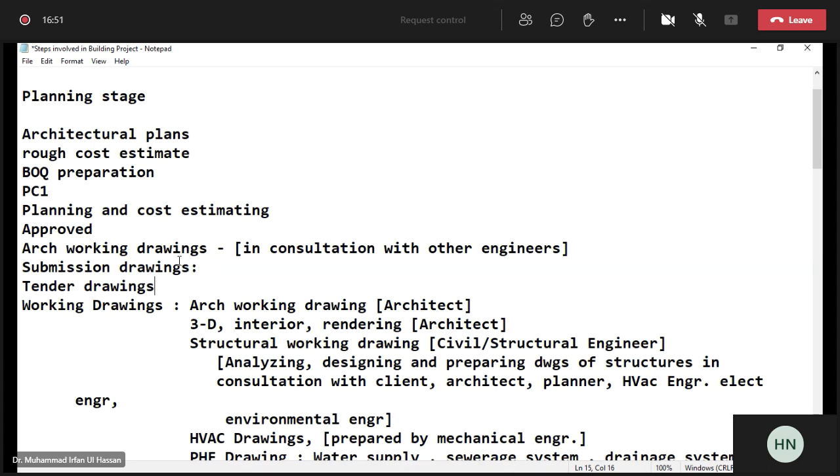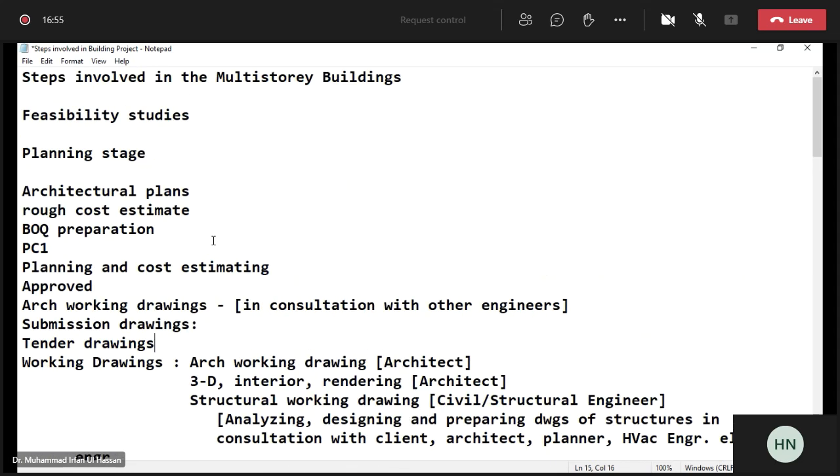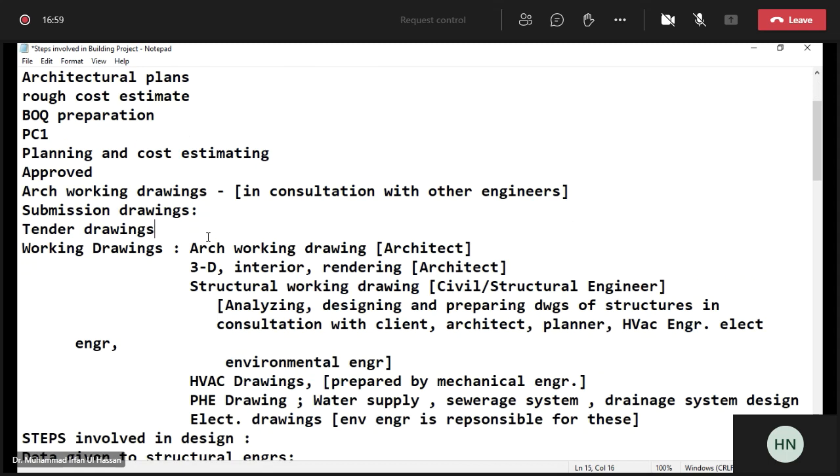The working drawings, which are now the design part, are of course there when the project is properly designed. Of course, the working drawings are being prepared. Then the different drawings involved in the project are architectural working drawing, structural working drawing, HVAC drawing, public health and electrification drawing. These are the minimum few types of drawings which are required for the work at site.